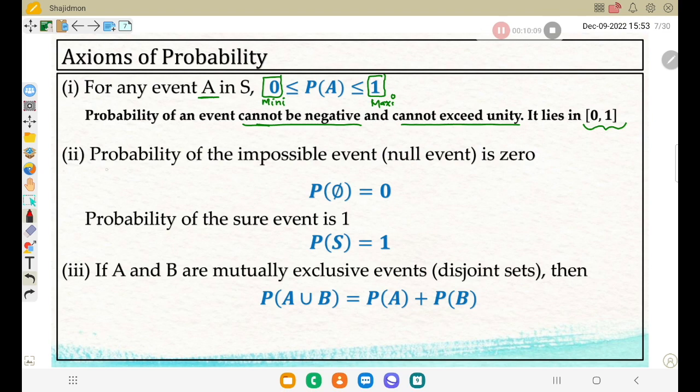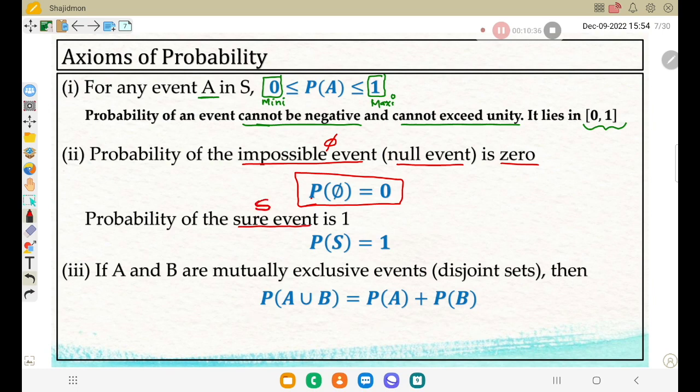Now the second condition, probability of an impossible event. Impossible event means phi, the null set, correct? The null event. So the probability of a null event is 0. So we can write probability of phi equals 0. The probability of a null event always equals 0. Now the next one, probability of a sure event. Sure event means the sample space, okay?